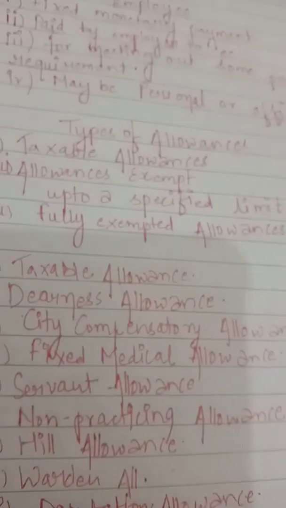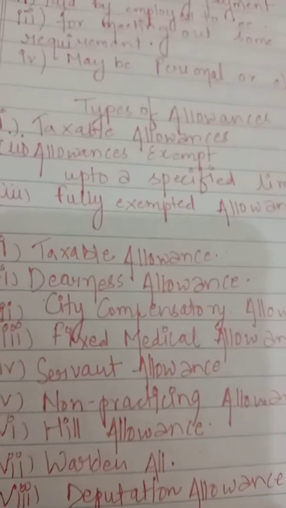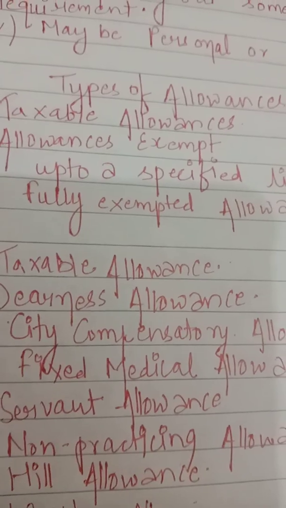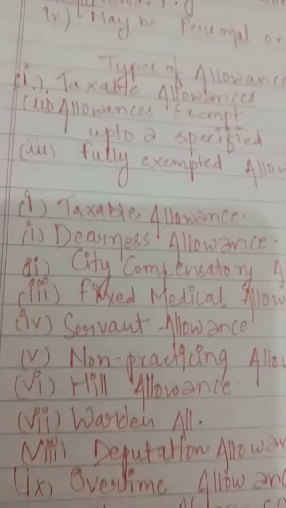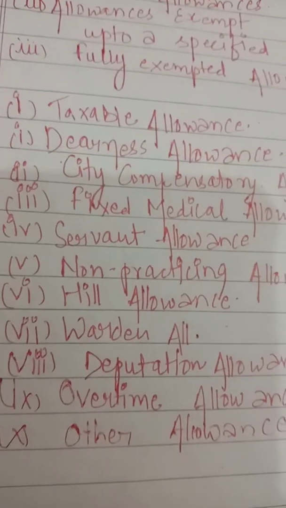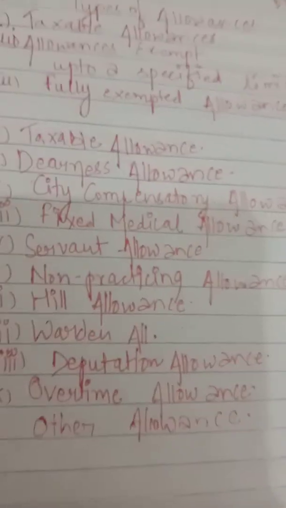In types of allowance, there are three categories: taxable allowance, allowances exempt up to a specified limit, and fully exempted allowance. Taxable allowance first include dearness allowance. What is dearness allowance? In Hindi, we called it महंगाई भत्ता.